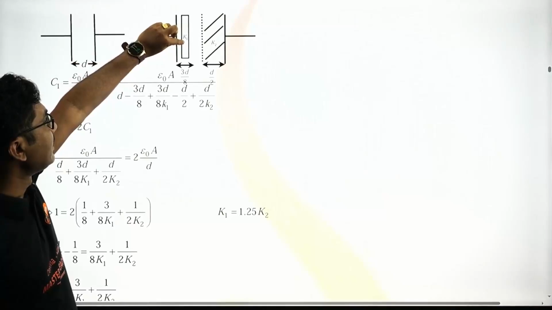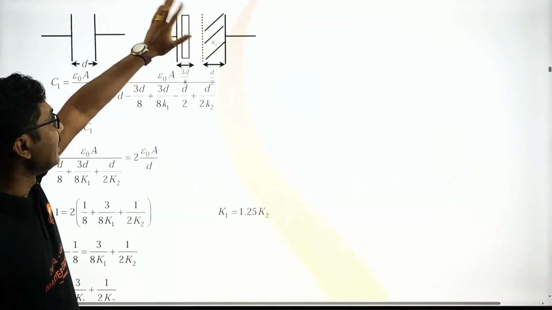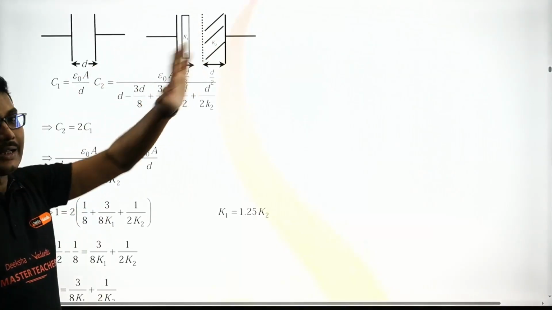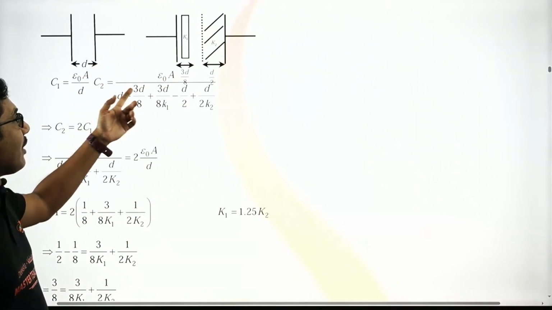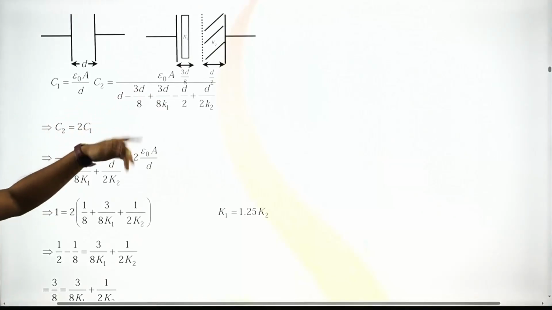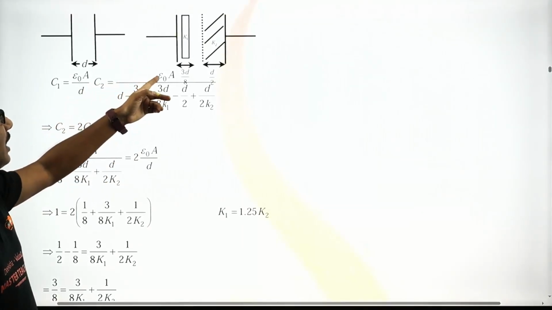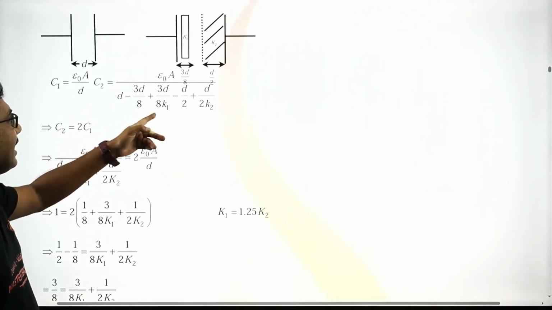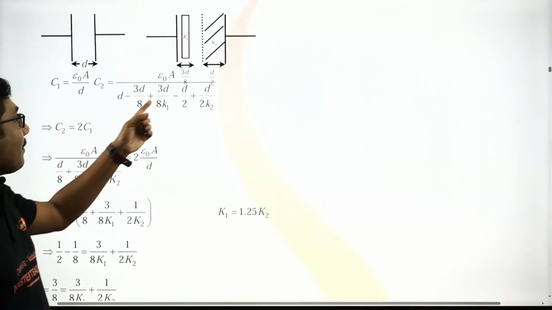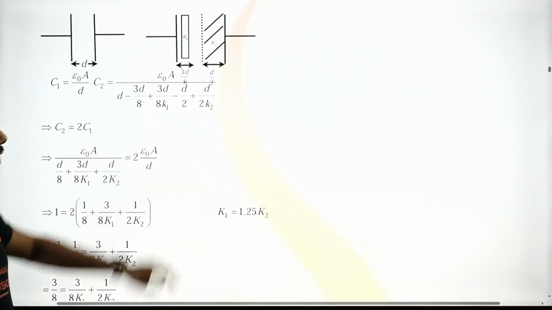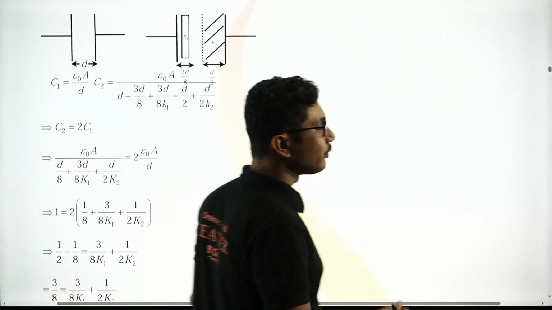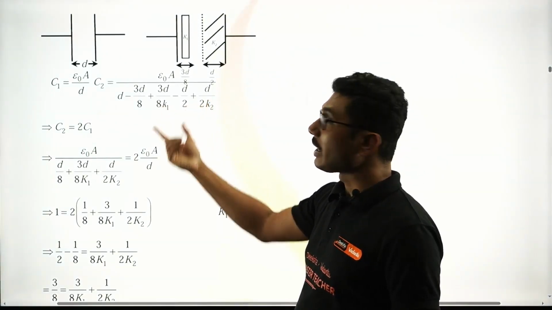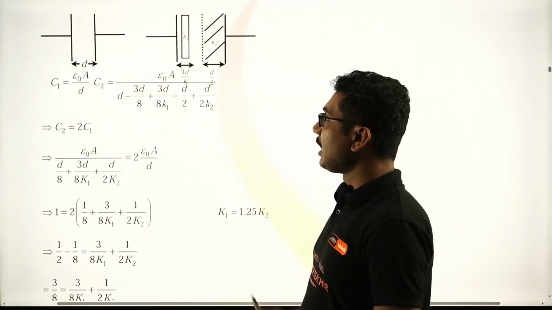So this will be 3d by 8, this will be d by 2, and the remaining will be air only. Okay, and they are connected in series, so you have to apply the series formula to calculate, or what you can do is apply this formula: epsilon naught A divided by d minus 3d by 8 plus 3d by 8 by K1 minus d by 2 plus d by 2K2. So this is a shortcut formula to calculate the equivalent capacitance.